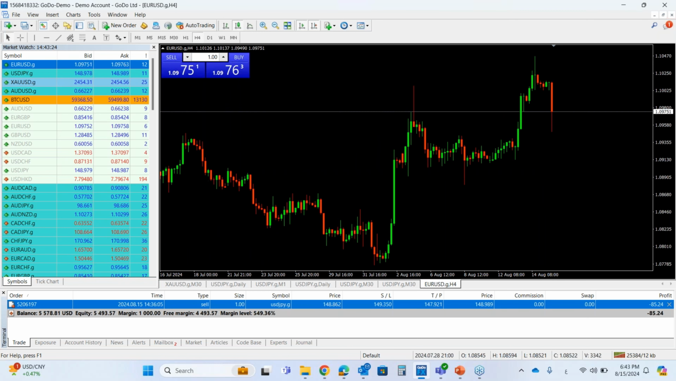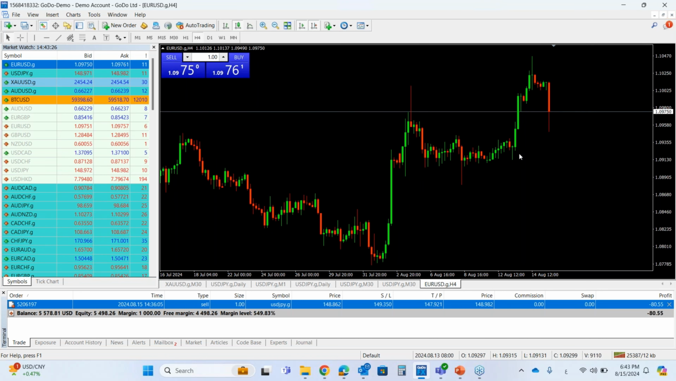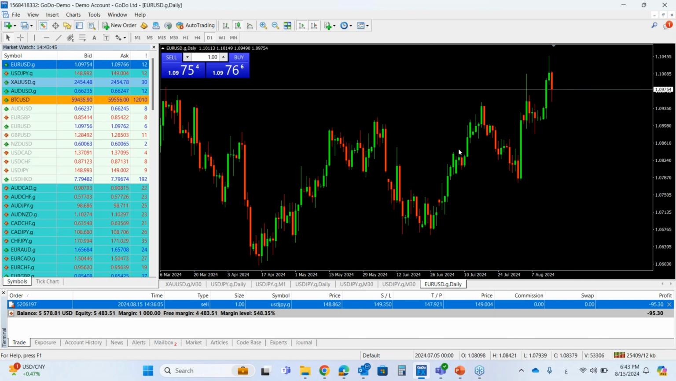Actually, the euro was in range. You see, this is a 4-hour chart. It went up, but then it went down for a very long time in this range. Now it went up again. Then today it went down because of the news. But in the long term, I think the uptrend will continue.